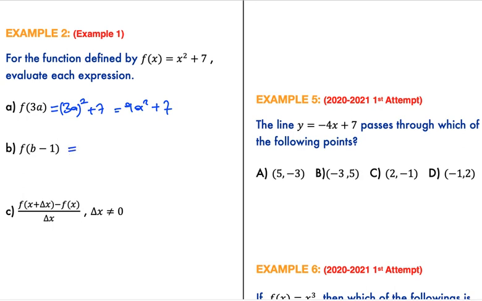Next one, we see here an expression. We don't have a single number or a variable. We have an expression, a binomial. So we will insert b minus 1 for x in the original function. So f of b minus 1, x becomes b minus 1 now. That x also becomes b minus 1, and we are squaring it. We are squaring the whole quantity, so make sure you are using parentheses, plus 7. And we should expand this parentheses. Remember how to expand binomials.